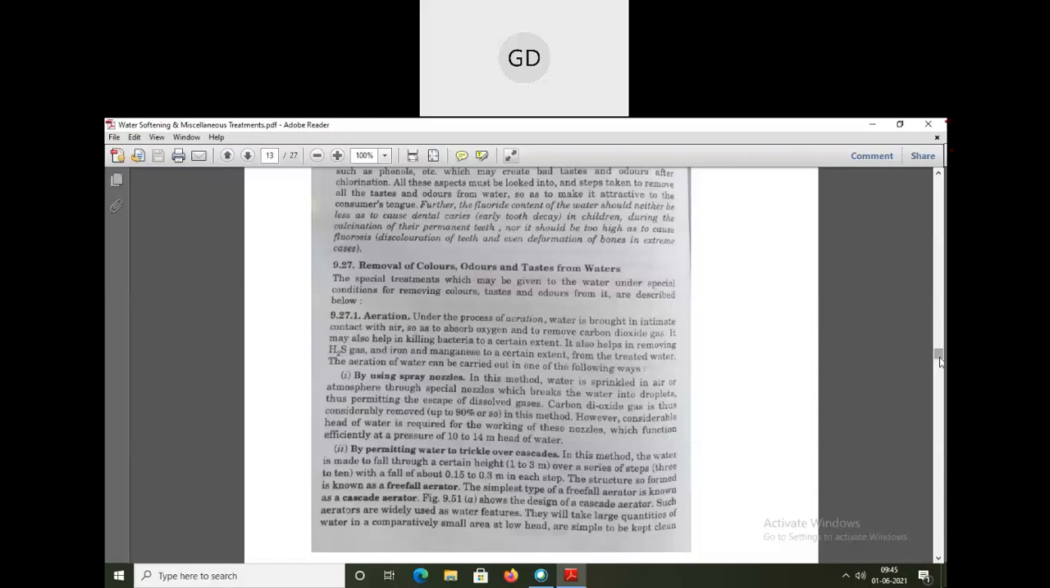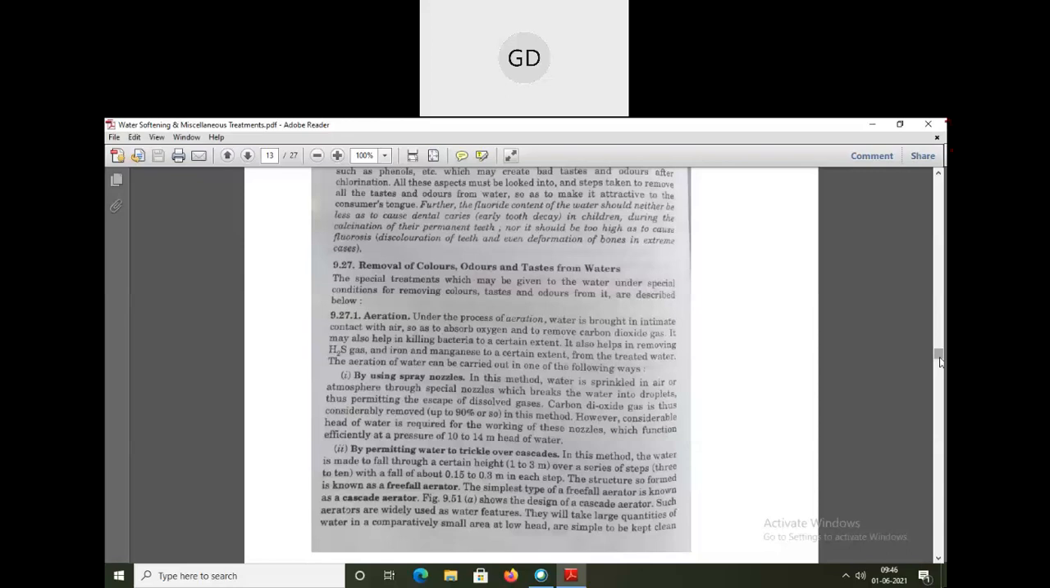You cannot say that the aeration process will kill the whole of the bacteria, no. This process is generally used to give the water oxygen, and in this process the carbon dioxide gas is removed. It can kill some bacteria to a certain extent. Since you are giving the water oxygen and removing the carbon dioxide gas, it helps in removing the hydrogen sulfide gas, and also the iron and manganese.